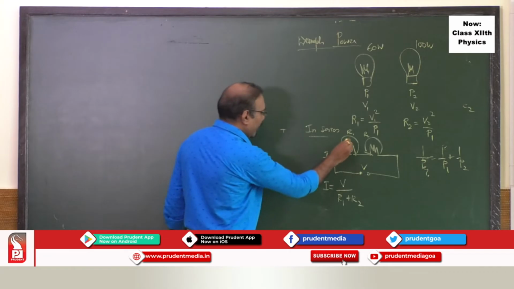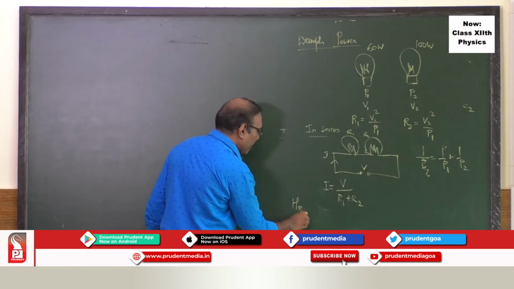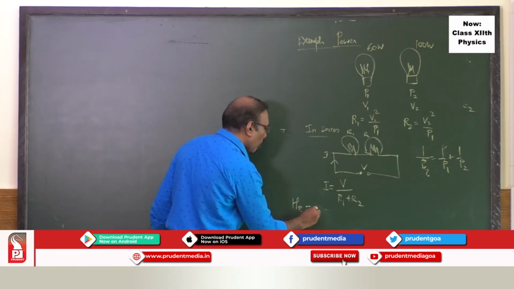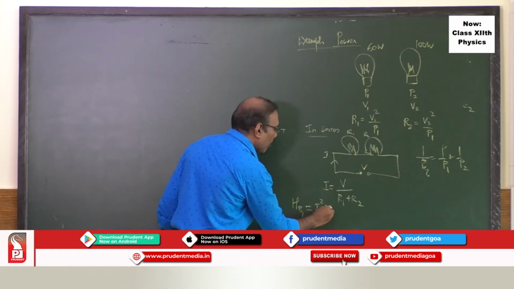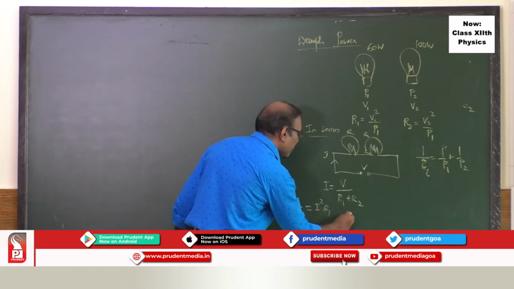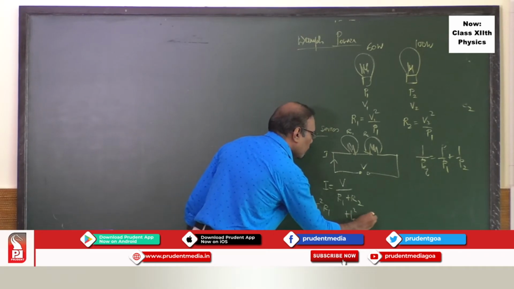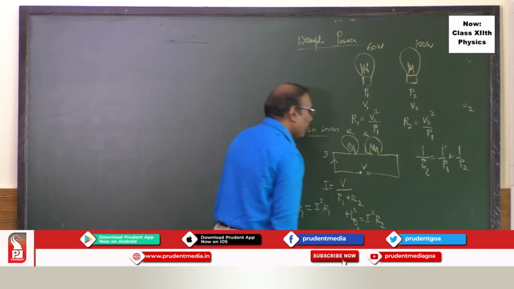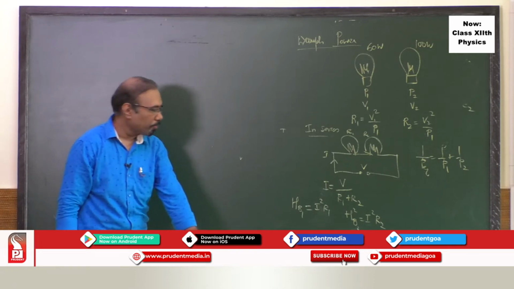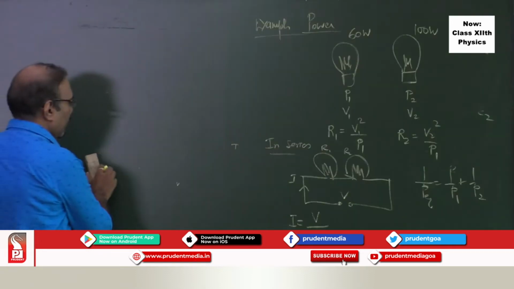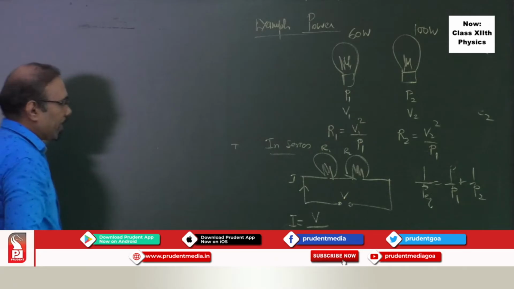Then you find out heat produced across bulb B1. Heat produced will be equal to what? I square R1. Heat produced across bulb 2 will be I square R2. You can find out the heat produced. So this type of situation sometimes are asked. Of course, time will be given to you.